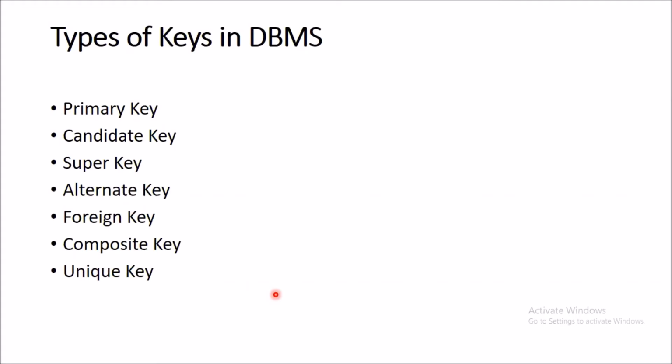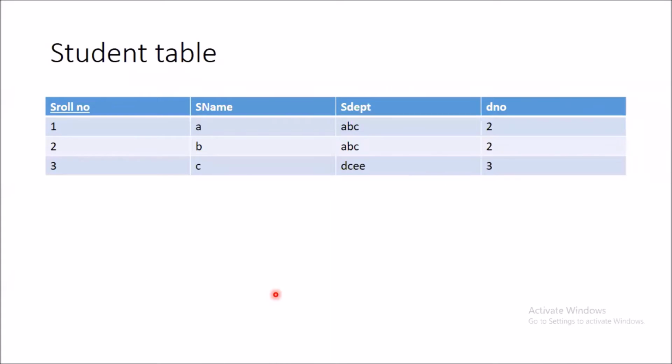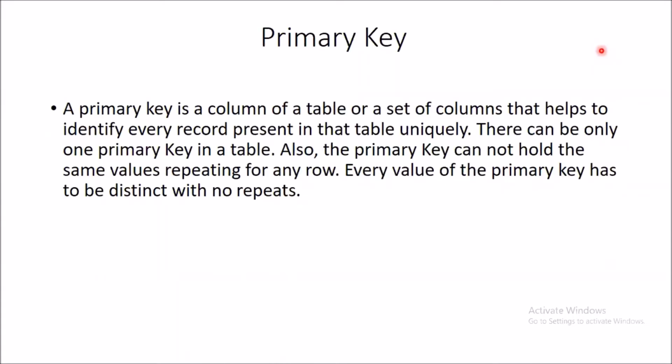Let's discuss one by one. First is primary key. So what is a primary key? A primary key is a column of a table or a set of columns that helps us to identify every record present in that table uniquely. There can be only one primary key. Remember, there can be only one primary key in a table. Also, the primary key cannot hold the same value repeating for any row. It means it must be unique. Every value of a primary key has to be distinct.